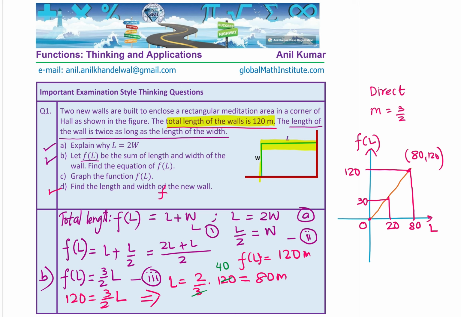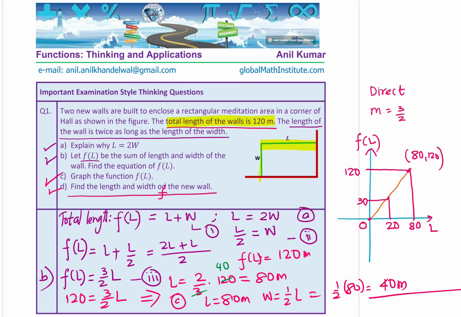That is important. So that gives us the graph of the function, and from the diagram we can find the length and the width of the new wall. Well, we just calculated that, and so we can say that for part C, length is equal to 80 meters and width is half of length, correct? So which is half of 80, and that is 40 meters. Is that clear to you? So that is how you're going to answer this particular question.